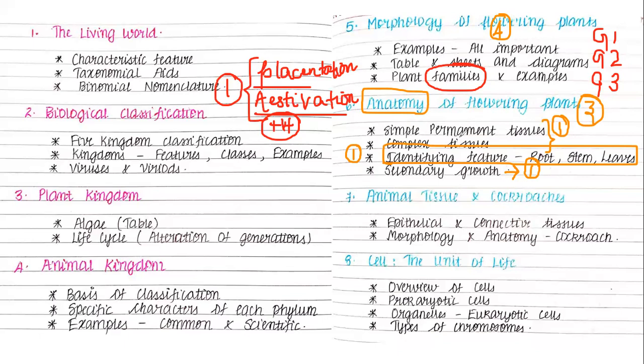Companion cells, sieve cells, sieve tubes, vessels, where are they found? What is the characteristic of gymnosperms? What is an angiosperm? Everything you have to study from simple permanent and complex permanent tissue.